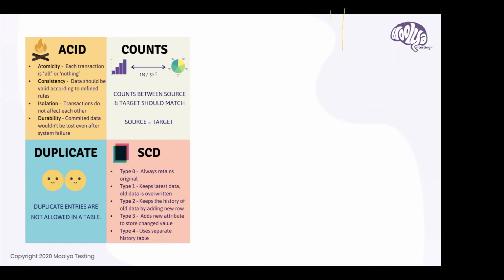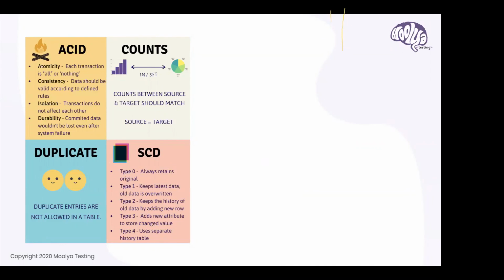The third thing is type 3, which adds a new attribute to store the changed value. In order to show the previous value before update, we'll have a different column which holds the value that existed before the update. That is type 3. And type 4 is where history is maintained in a different table. We use a separate table to track all the history records. That is type 4.